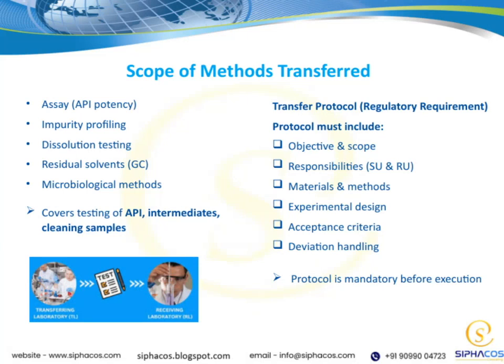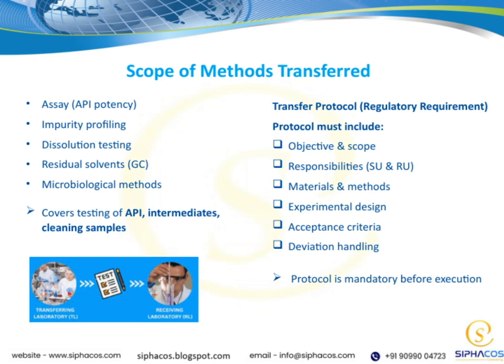Let's talk about the transfer protocol, which is a key regulatory requirement we need to understand. First, the protocol itself must include several essential components. These are the objective and scope, which clearly define what we're aiming to achieve and the boundaries of the transfer. Responsibilities are also outlined, specifying who is responsible on both the sending unit, or SU, and the receiving unit, or RU. Materials and methods are documented to ensure everyone understands the procedures and resources involved.